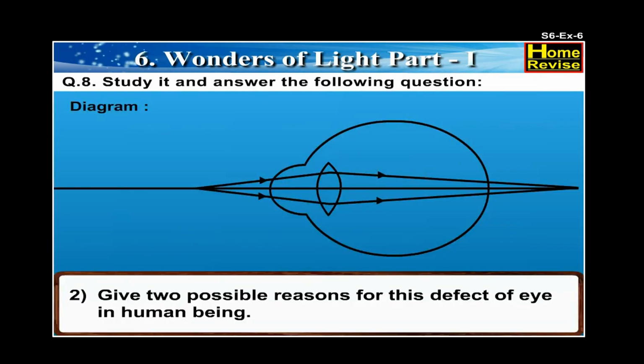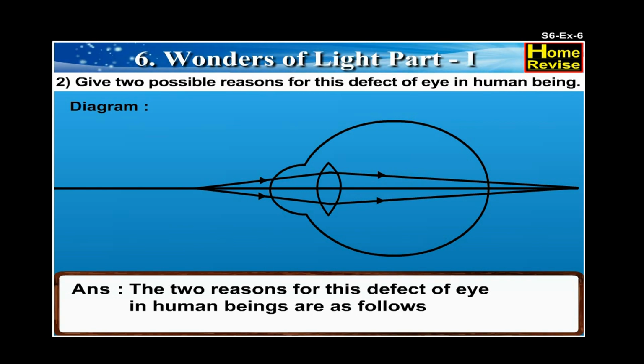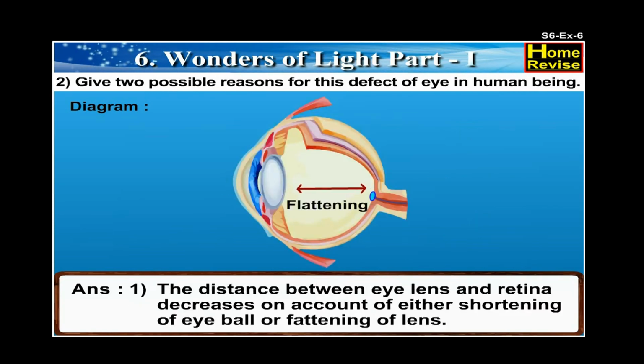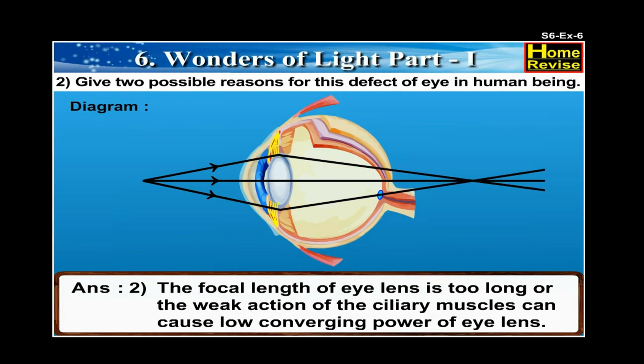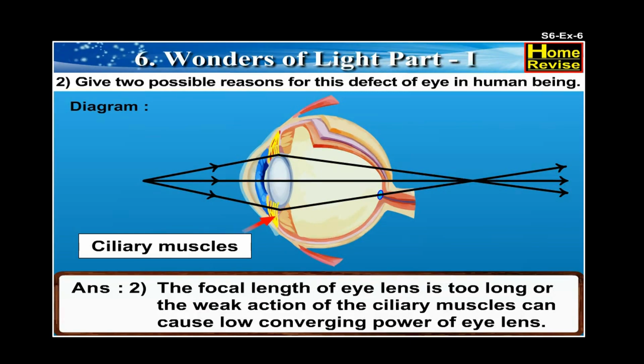2. Give 2 possible reasons for this defect of the eye in human beings. Answer. The 2 reasons for this defect of the eye in human beings are as follows. 1. The distance between the eye lens and retina decreases on account of either shortening of the eyeball or fattening of the lens. 2. The focal length of the eye lens is too long, or the weak action of the ciliary muscles can cause low converging power of the eye lens.